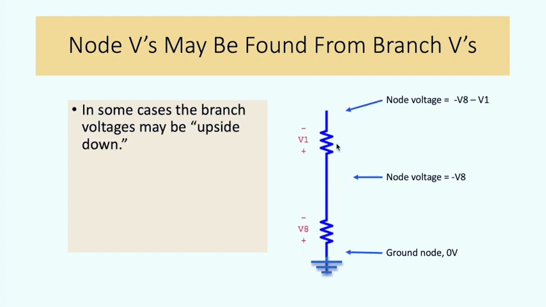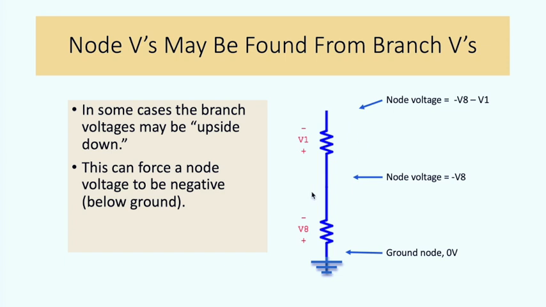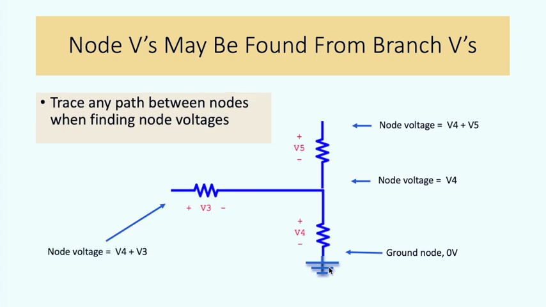Now, in some cases, those branch voltages might be negative or upside down, so to speak. That's fine. Same process. Start here at 0. The node voltage here, this middle node, would be -8. The node voltage at this top node would be -8 minus V1. And this can force various node voltages to be negative or below ground. And we can follow along any path from ground in order to do this. For example, branching over to the left here, the node voltage all the way to the left would be V4 plus V3.